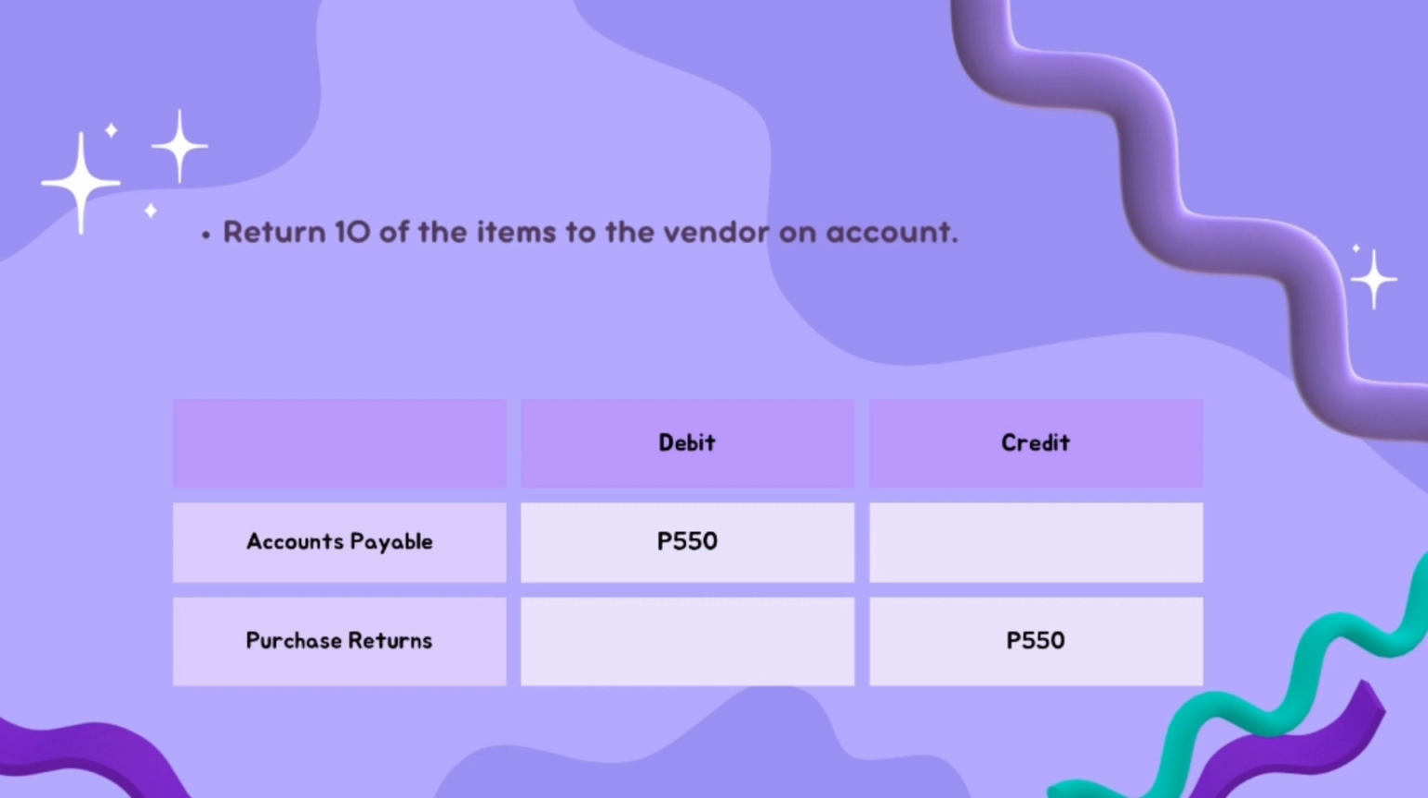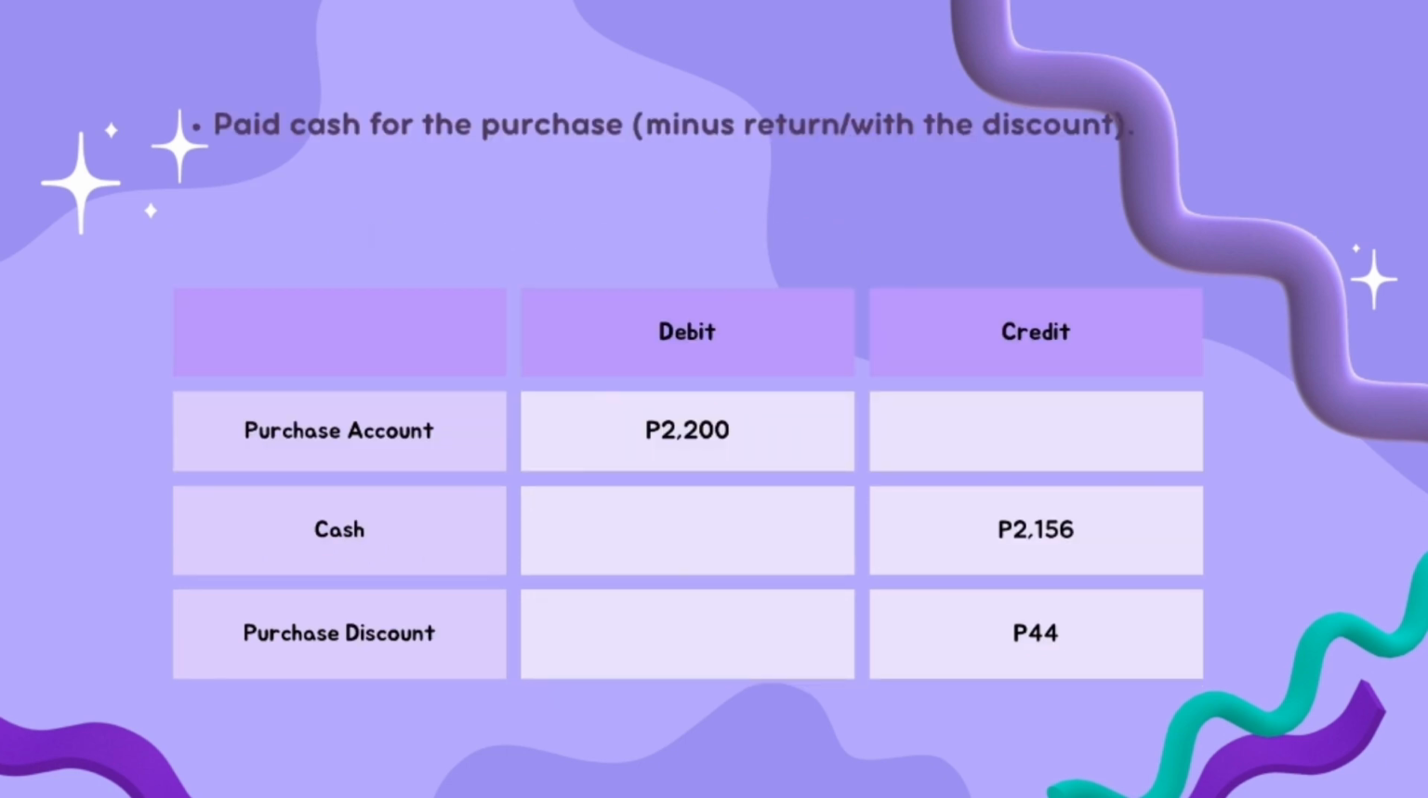And then next, paid cash for the purchase minus return with the discount. Nagbayad ka na para sa binili mo. Yung accounts title natin ay purchase account, cash, at purchase discount. Debit yung purchase account, credit naman yung cash kasi nagbayad, at credit din yung purchase discount.